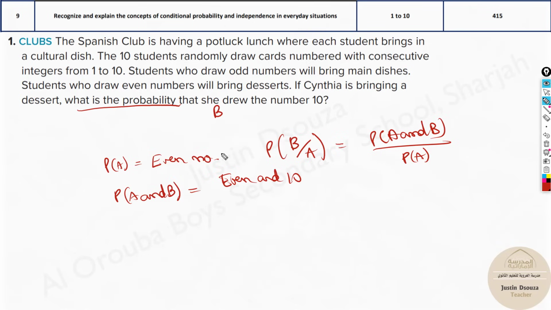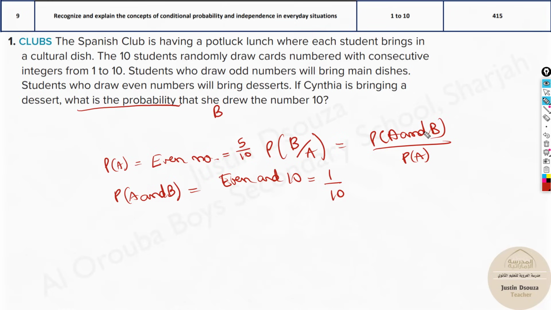Now what are the probabilities in this case? How many even numbers are there? Out of 10, there are 5 even numbers. Our total is 10. What about this? Even and 10. There is one number only. That is only the 10 divided by the total outcomes. That is total number of 10.